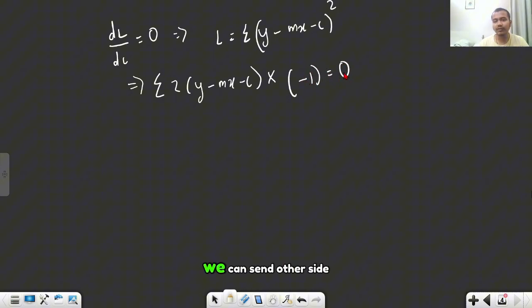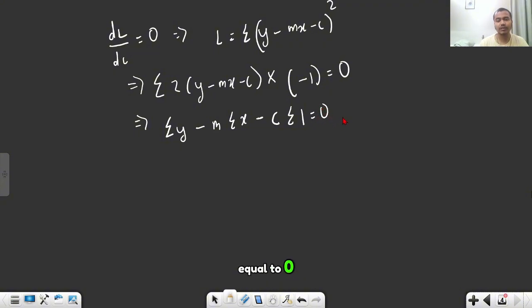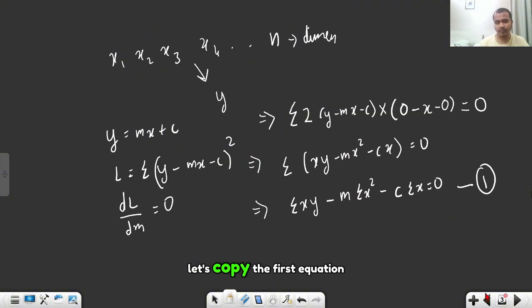Now this minus we can send to the other side, and 2 we can send to the other side. So we will be left with sigma into this term, and sigma can be distributed. So sigma y minus m, a constant, it will come out, m sigma x, minus c, a constant, c sigma 1 equal to 0. Now let this be the second equation. Let's copy the first equation.